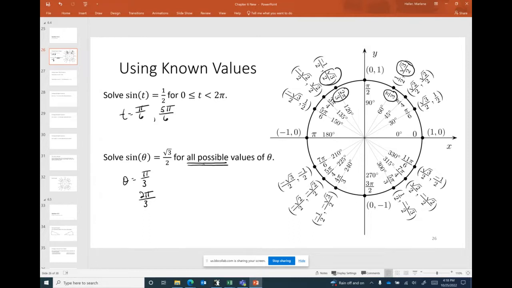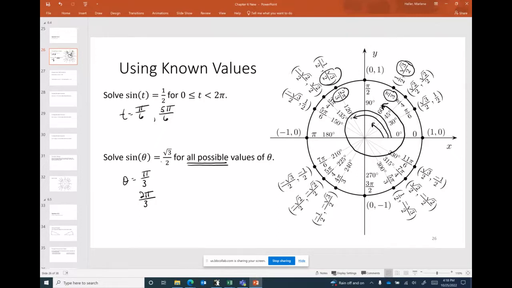But since we want all possible values of theta, or all possible angles, there's one that terminates at pi over 3. There's another that terminates at 2 pi over 3. But what if I just keep going around the unit circle? If I make a whole trip around and then come back again, there's pi over 3 plus 2 pi, and here's 2 pi over 3 plus 2 pi.